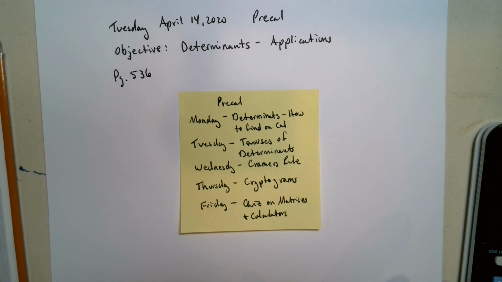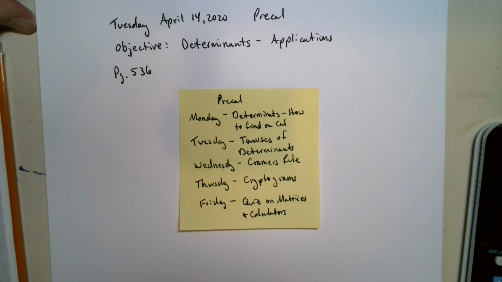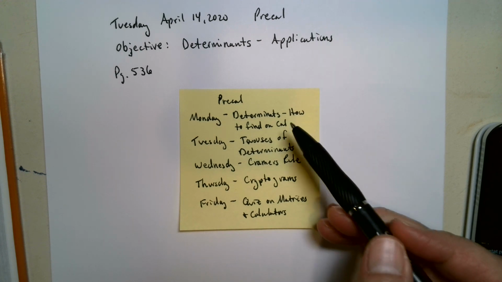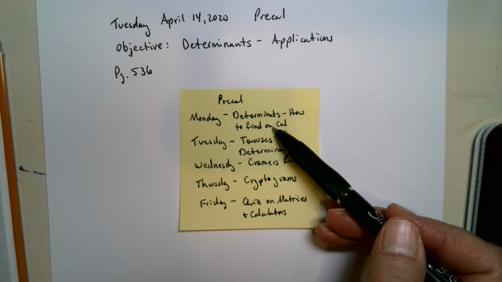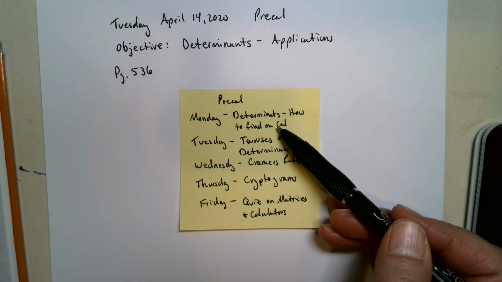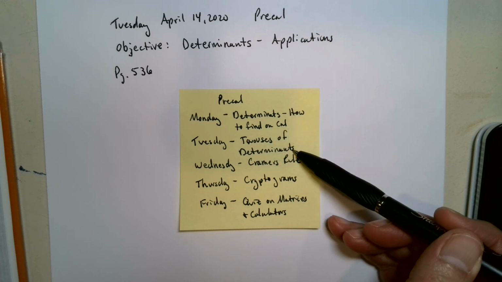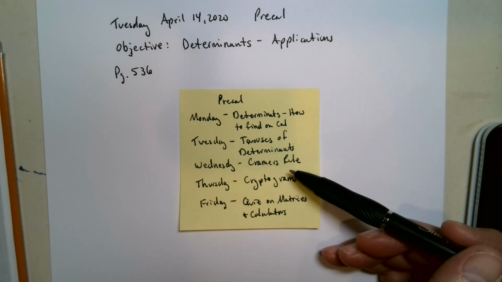This is our video for Tuesday, April 14th for pre-cal. Our objective today is to use determinants in a couple of applications. Just a reminder, on Monday we learned how to find the determinant using a calculator. Today we're going to look at two uses of determinants.